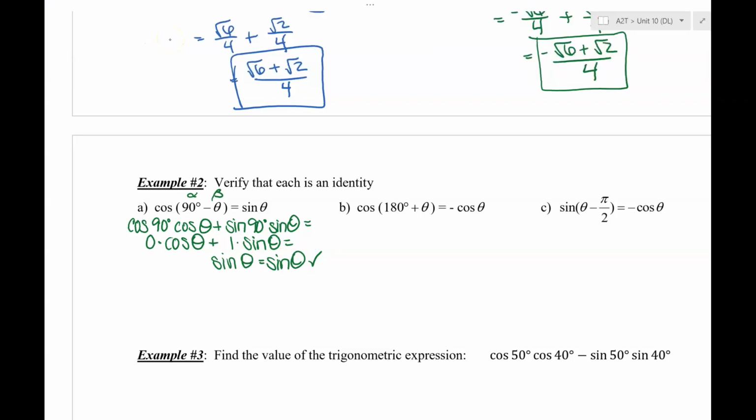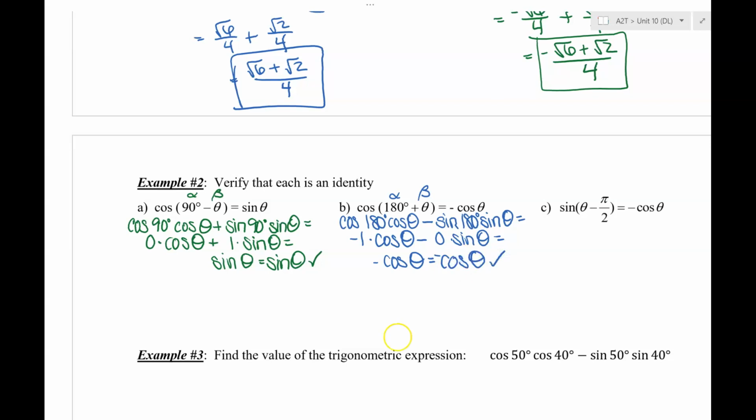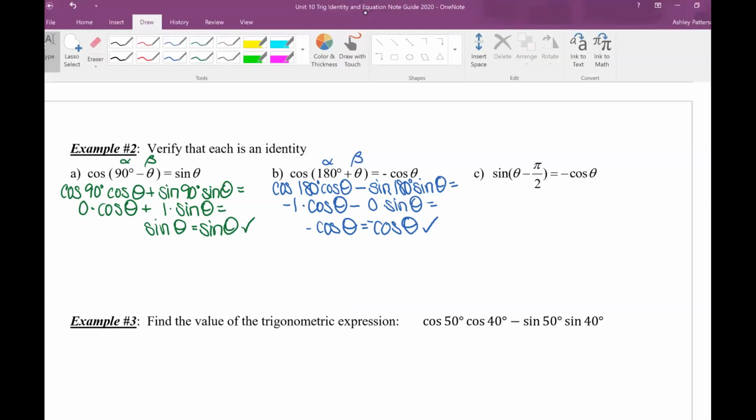Okay, for B, it's the cosine sum formula that I'm going to use, alpha, beta. So we get the cosine of 180, cosine theta. Cosine changes, so it's subtraction, sine of 180, sine of theta. Okay, well the cosine of 180 is negative 1, so we have negative 1 times the cosine of theta minus 0 times the sine of theta. Negative cosine theta is equal to negative cosine theta. Make sure you do not skip steps and make sure that you write everything out in its entirety.